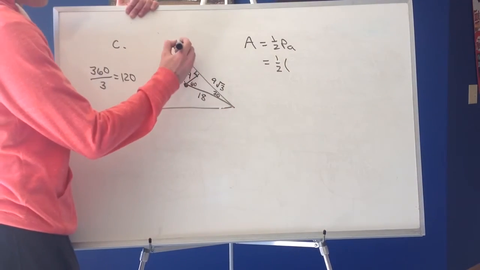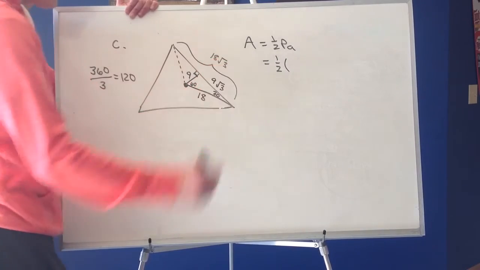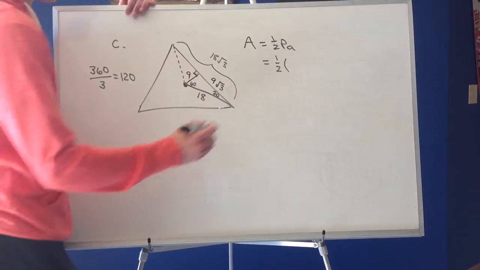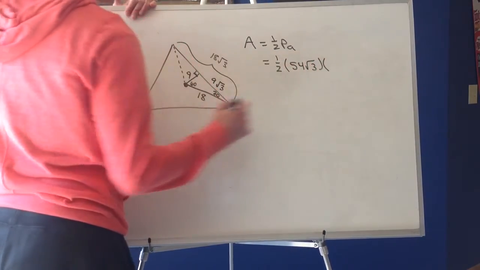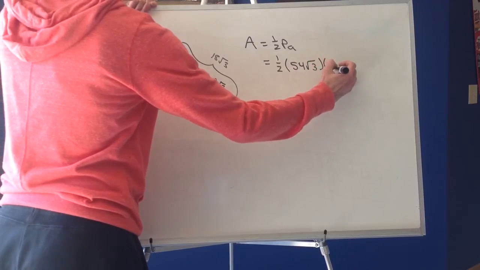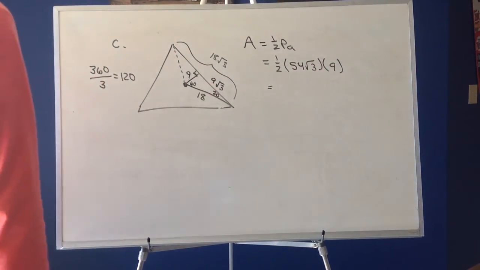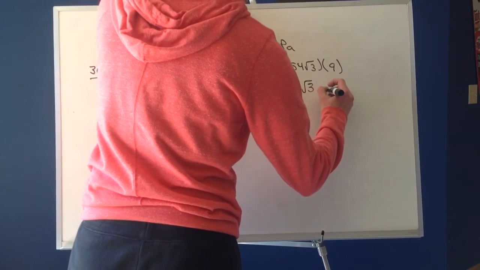So 9 square root of 3 is half a side, so a whole side would have to be 18 square root of 3. There's 3 sides, so 18 times 3 would give me 54 square root of 3. My apothem is 9. Okay, multiply those guys together, and you get 243 square root of 3.